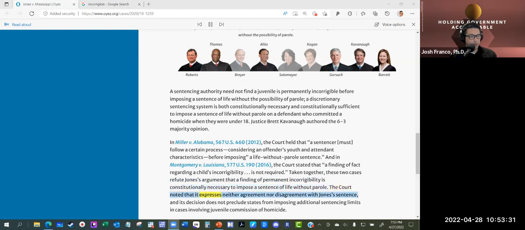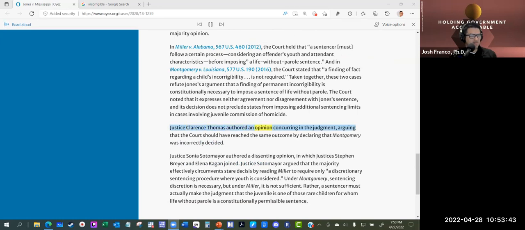The court noted that it expresses neither agreement nor disagreement with Jones's sentence, and its decision does not preclude states from imposing additional sentencing limits in cases involving juvenile commission of homicide. Justice Clarence Thomas authored an opinion concurring in the judgment, arguing that the court should have reached the same outcome by declaring that Montgomery was incorrectly decided.